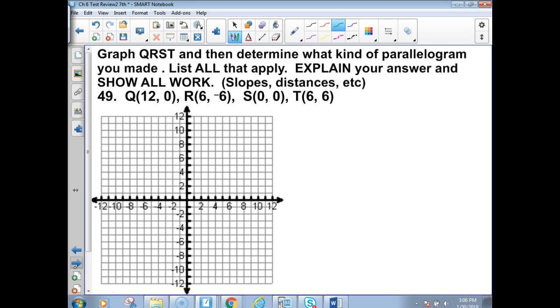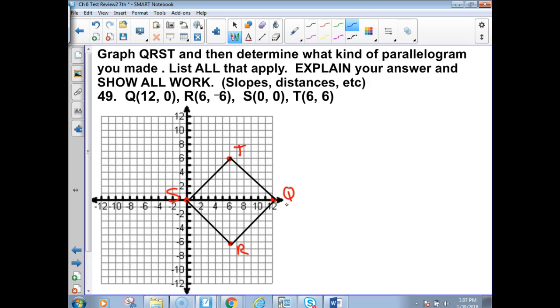Okay, 49. Graph QRST to determine what kind of parallelogram you made. 12, 0 would be right on the x-axis. That's Q. 6, negative 6, R. 0, 0 for S. And 6, 6 for T. All right, it's telling us we got to prove what it is. We got to figure out what this thing is. What do you think? What is your guess? Looks like it might be a square.